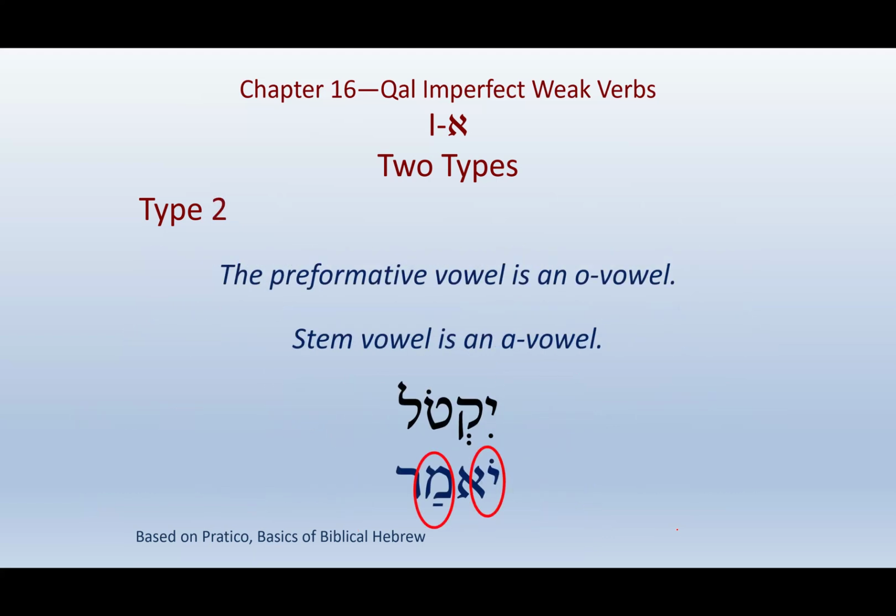Okay, then type 2, one alephs, you get an O vowel and an A vowel. Okay, again, the main thing is, what's the word? This one's kill, amar. That one's to say. We have a preformative, a yod preformative, that's third masculine singular. We have no subformative, and so it's just the third masculine singular.